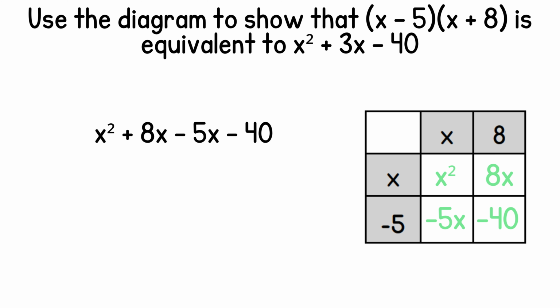If we add all of these terms together and combine the like terms of 8x and negative 5x, we'll get x squared plus 3x minus 40, which is equivalent to the expression they gave us, so this is equivalent.